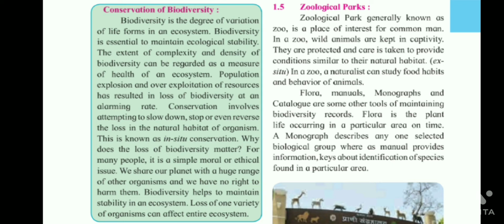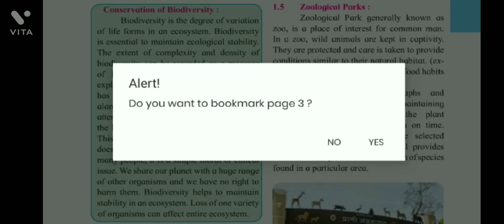Why does the loss of biodiversity matter? For many people, it is a simple moral or ethical issue. We share our planet with a huge range of other organisms and we have no right to harm them. Biodiversity helps to maintain stability in an ecosystem. Loss of one variety of organism can affect the entire ecosystem.